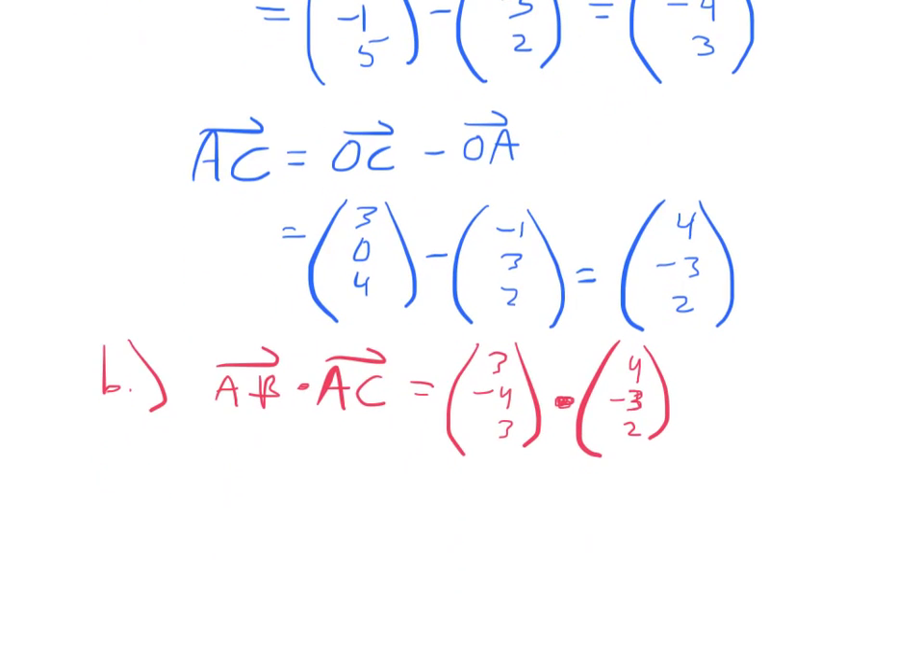So when you work this out, you're going to end up with, let's see here, 3 times 4 is going to be 12, plus -4 times -3 is also 12, and then plus 3 times 2 is 6. That ends up being 30. So the dot product of these two vectors is 30. Okay? Hopefully a pretty simple thing.